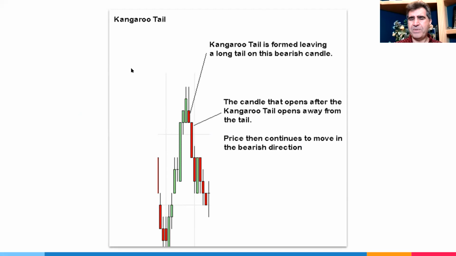One thing that happens a lot in forex is something called the kangaroo tail. It is when you have these long tails, and then the next candle opens completely away from the tail, and that's a strong reversal. Again, it tells us that the trend is going to continue to the downside in this situation. So it's more of a bearish momentum coming in.